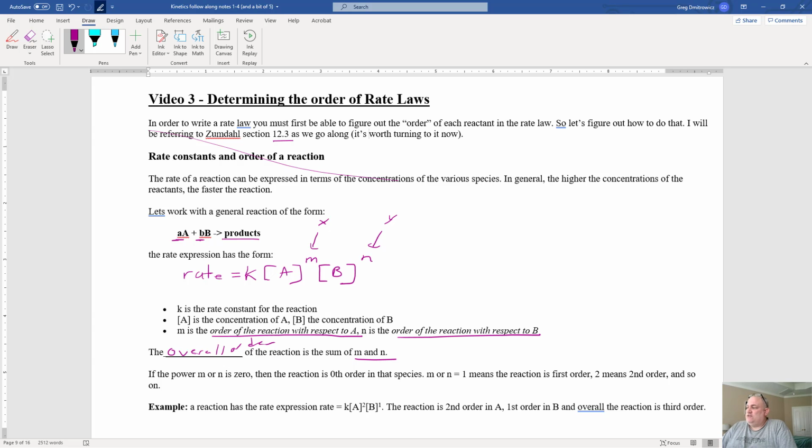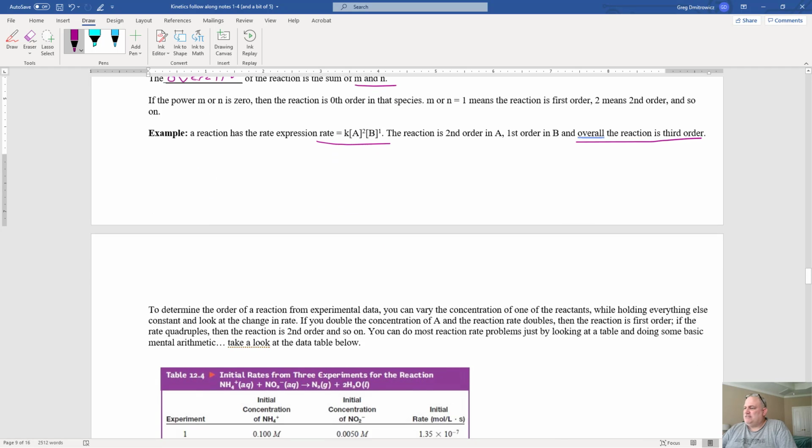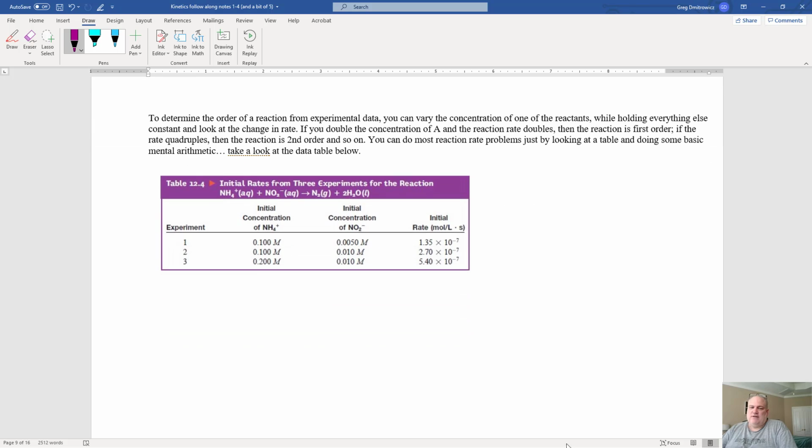If m or n is 1, we say the reaction's first order, and if it's 2, it's second order, and so on. If we take a look at something like this, where the overall rate was A squared times B, the order of the reaction with respect to A is 2, and the order of the reaction with respect to B is 1. If we add it all together, this overall reaction is third order. That kind of makes sense. But let's now get to how we do it live.